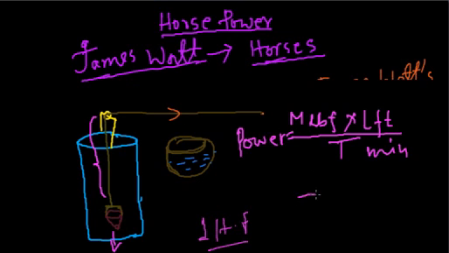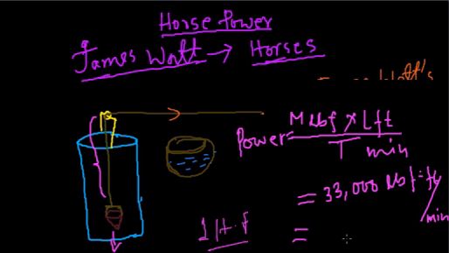If you put the values of M, L and T, what you will get is 33,000 pound force foot per minute. If you want power per second, you have to divide it by 60, so it will be 550 pound force foot per second. 1 horsepower is equal to this much. This is the power of a horse.